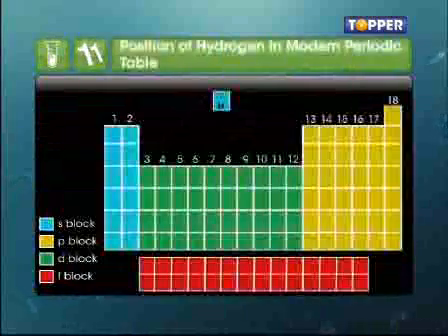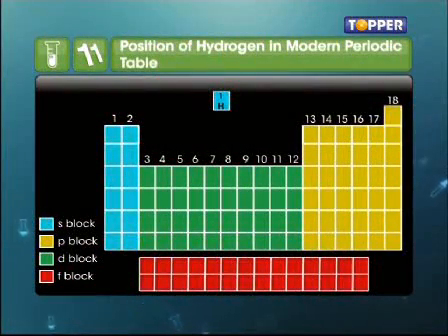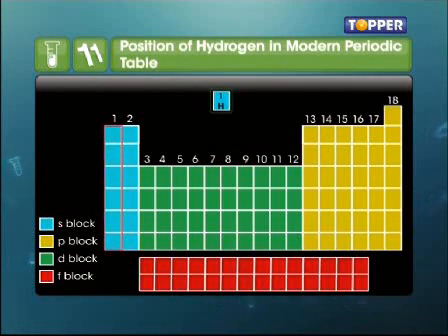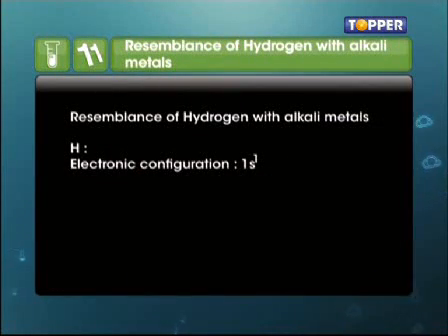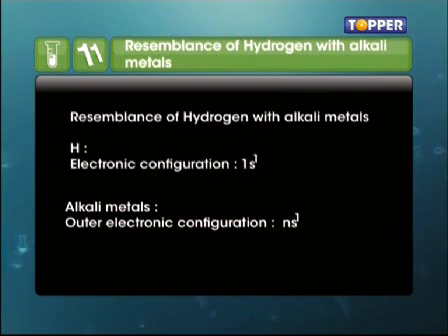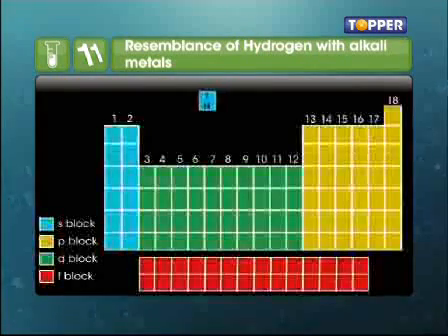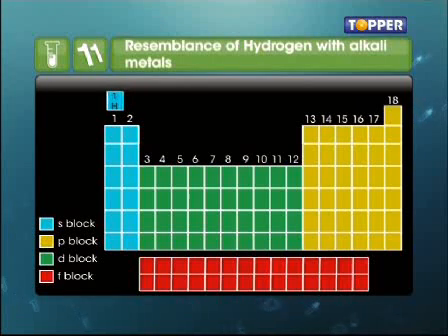Do you know where hydrogen is placed in the modern periodic table? Yes, you do. But let me tell you, it was not an easy decision. Firstly, hydrogen resembles group 1 elements that are also called alkali metals. The electronic configuration of hydrogen is 1s1 and the general outer electronic configuration of alkali metals is ns1. Thus, hydrogen should belong to group 1.